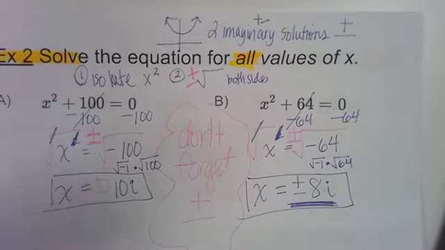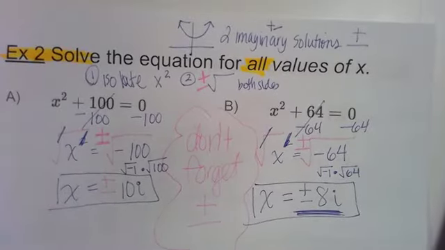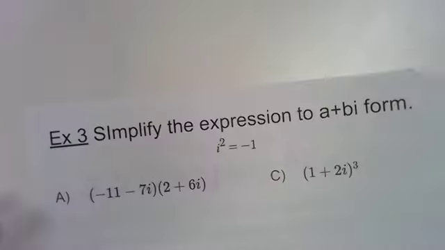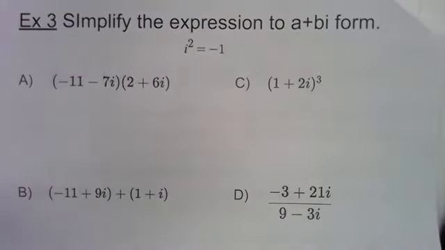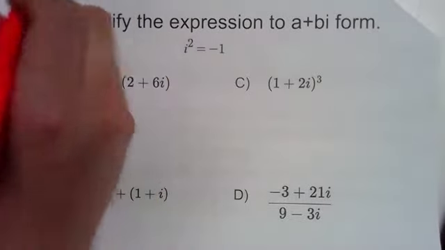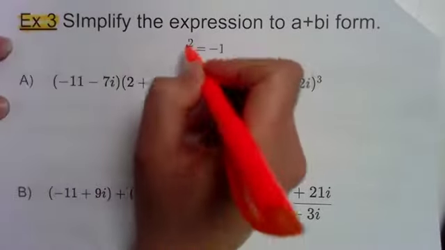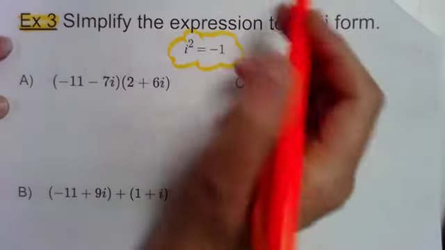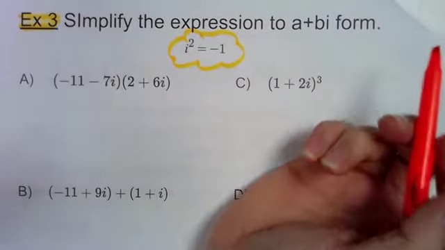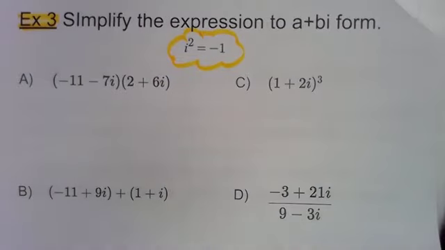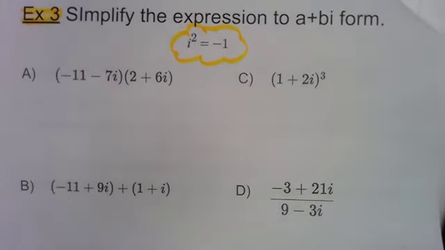Okay, very good. Last thing. You're going to be super excited. Example 3. This looks like a ton of work. Huh, "slimplify." That's a funny word. I just noticed that. It's my third time. It says "slimplify." Okay. All right. Simplify the expression to a plus bi form.